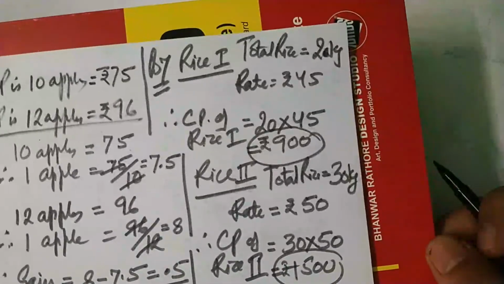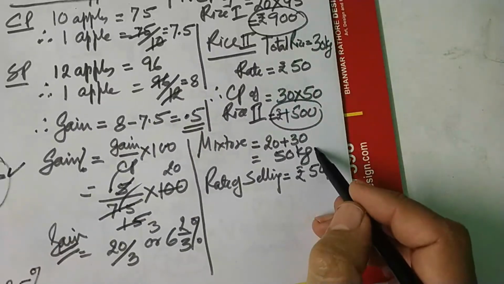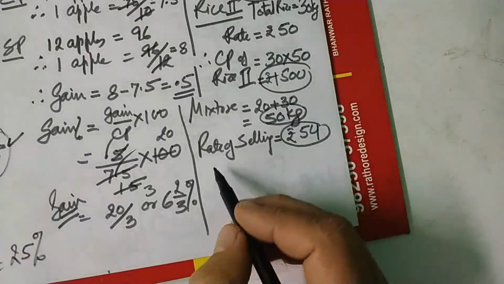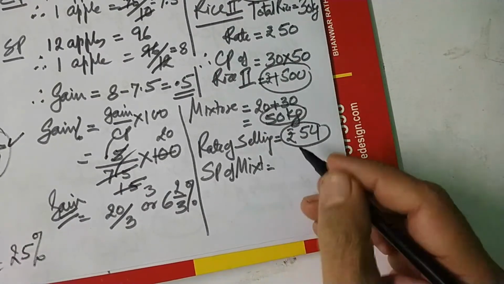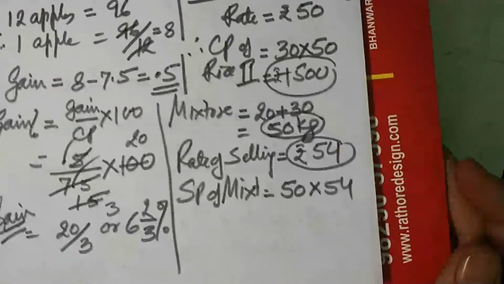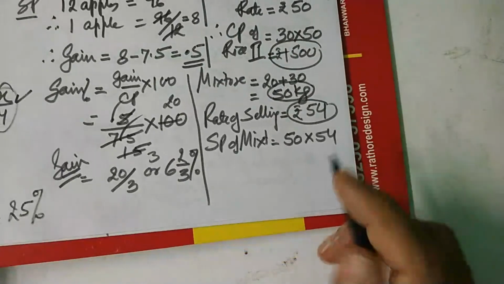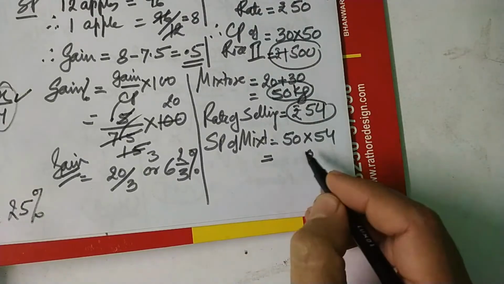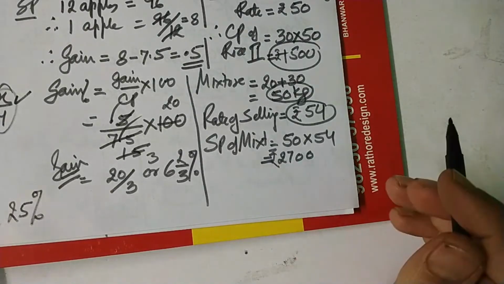So she has bought the two types of rice and made a mixture. The mixture is 50 kg and the rate of selling is 54 rupees. So what will be the selling price of the mixture? It will be 50 into 54. So what do you get when you multiply the two? Multiply and type the answer below this. 50 into 54 becomes how much? So the selling price becomes rupees 2700.